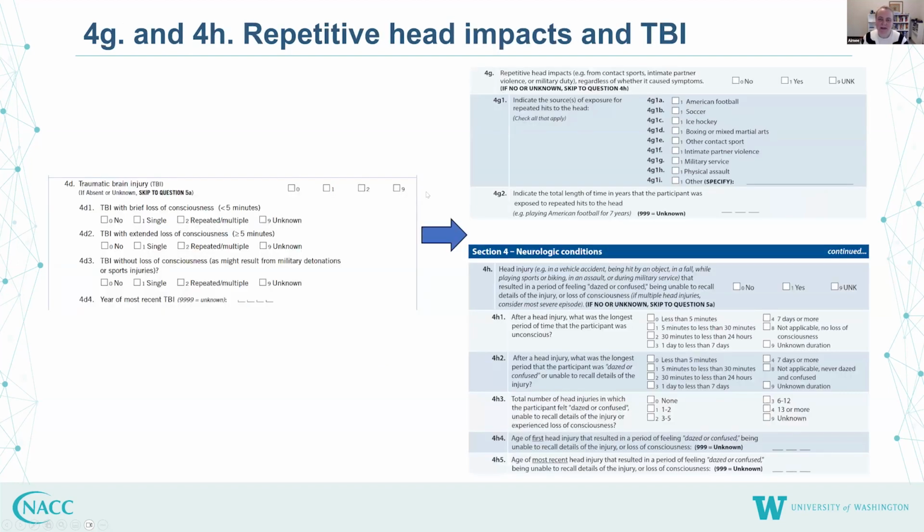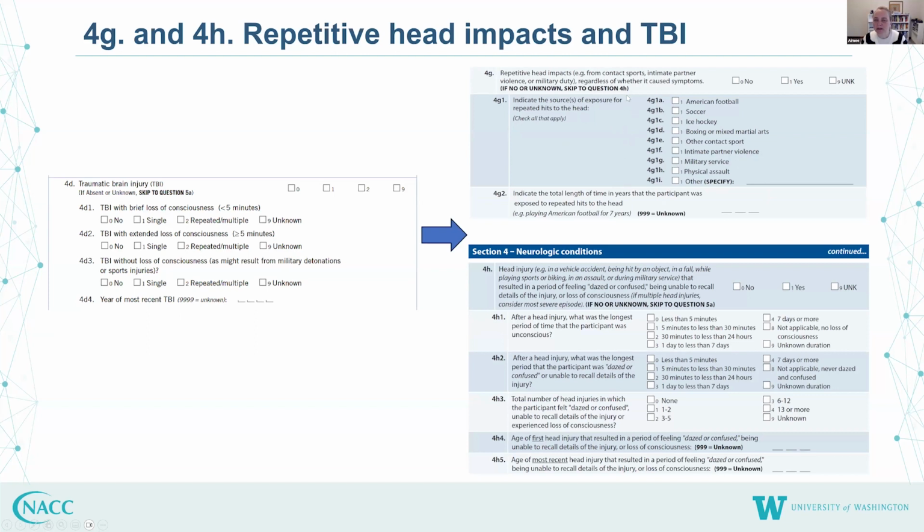So the section on repetitive head impacts and TBI has certainly been expanded and fleshed out. Here is the section from UDS version 3, which asked about traumatic brain injury, and then classified as TBI with brief loss of consciousness, extended, or without loss of consciousness, in year of most recent TBI. And here is how it's been laid out for UDS version 4.